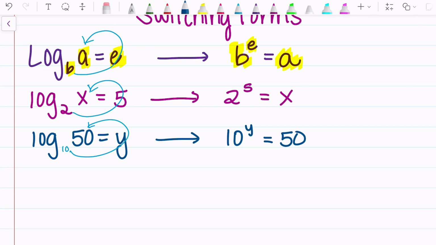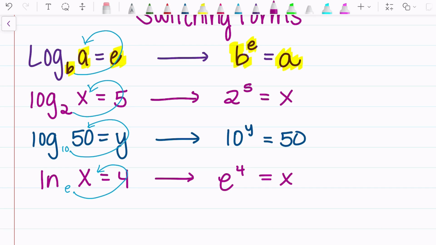Another scenario that you could see would be a natural log, and it could just have a variable or a number. Let's say I was doing the natural log of x is equal to, I don't know, 4. When you see natural log and there's no subscript, there's really an invisible e. And so then I would swoosh, and my result would be e to the 4th is equal to x. So that's how you go from log to exponential.